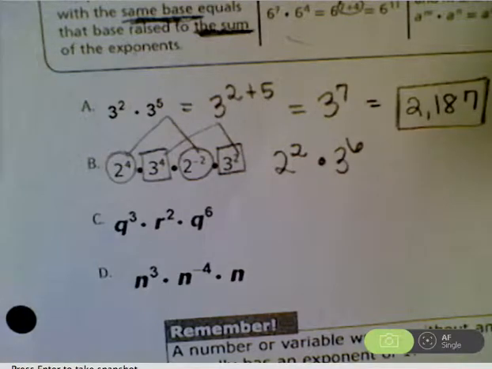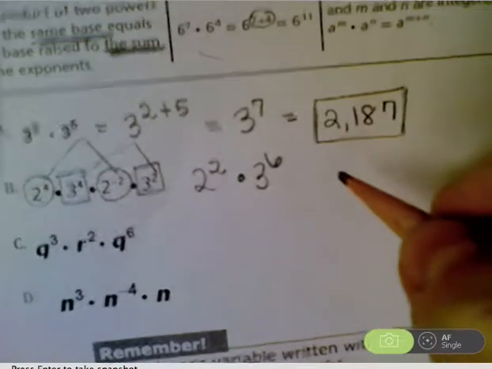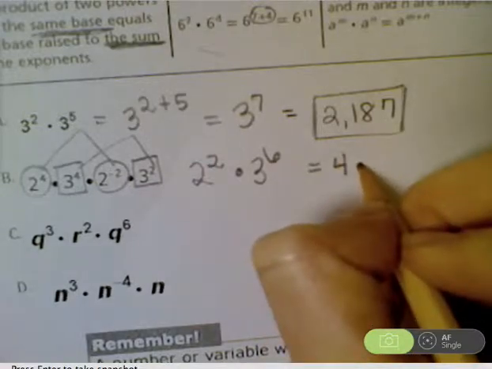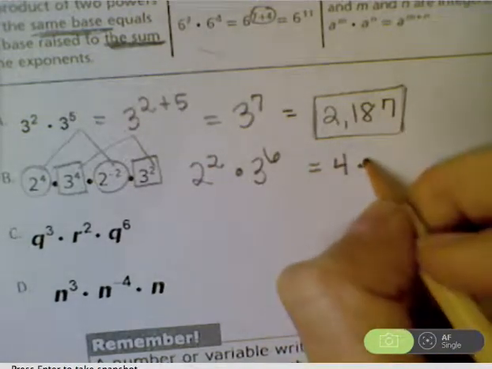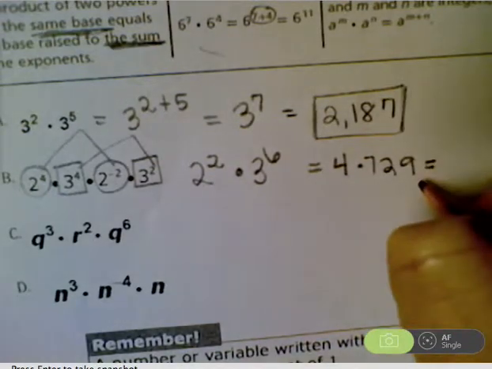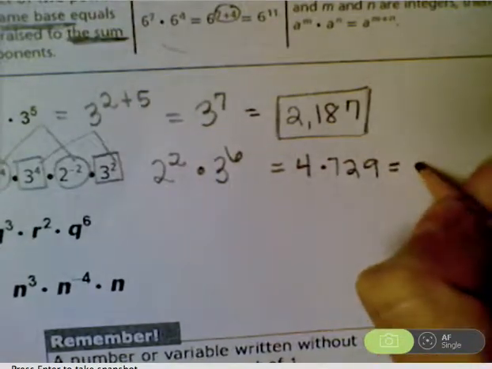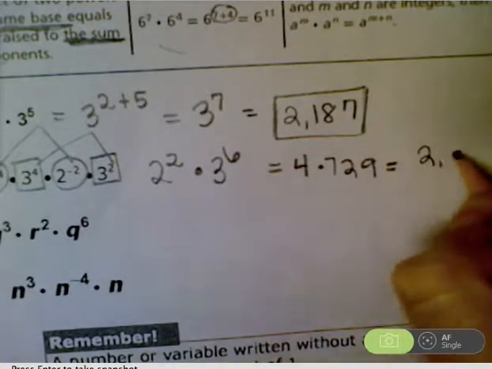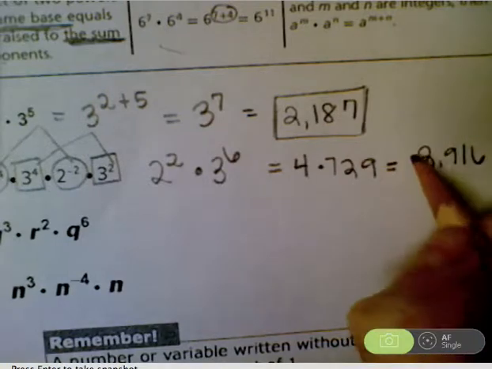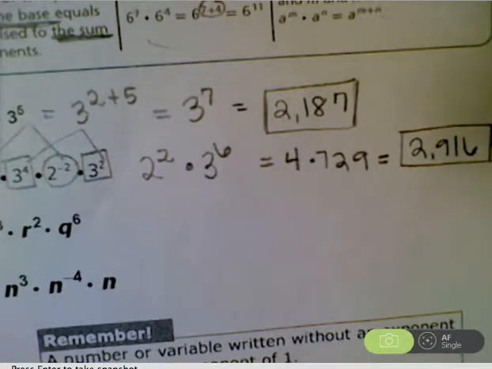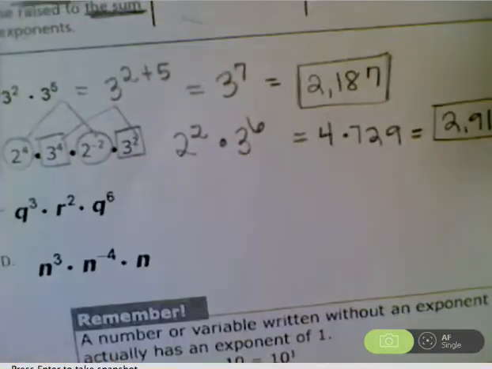Good. So since this is numerical, we can go further. 2 to the power of 2 is 4. 3 to the power of 6 is 729. And 4 times 729 is 2,916. Very good. Good job, Sean. Okay, those are some numerical examples.